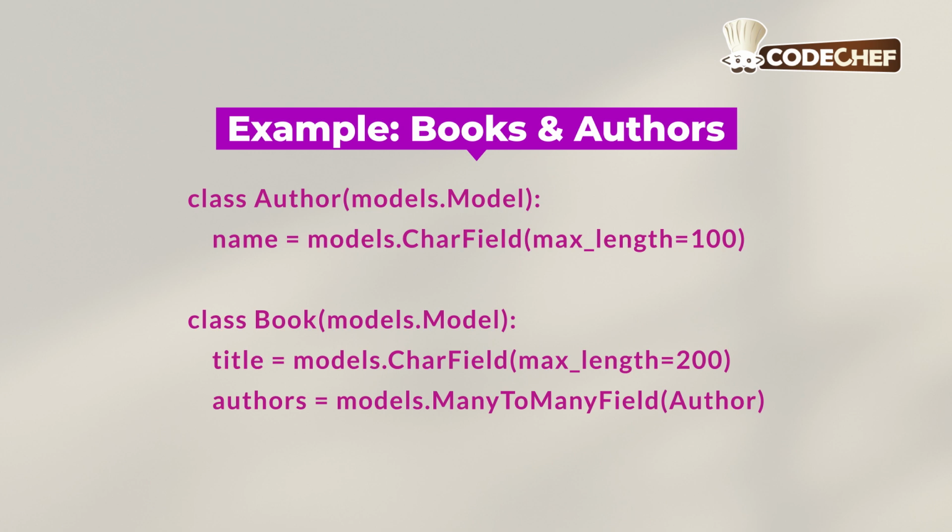So we have a model called Author, which has just the name field, and then we have another model called Book, which has the fields title and authors. Here we establish the many-to-many relationship using the ManyToManyField keyword. We say ManyToManyField and we say Author here, which refers to the Author model. So this establishes the many-to-many relationship between the Book and Author models.